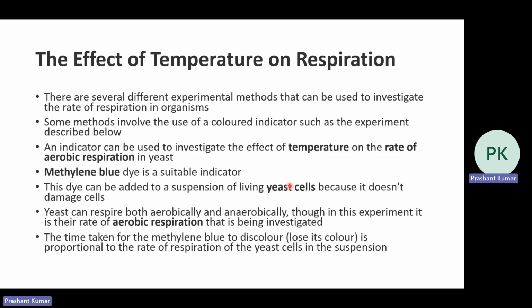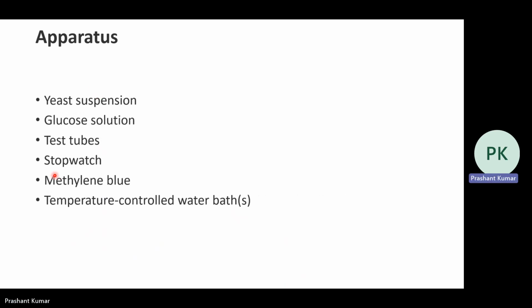If yeast cells are respiring in the test tube or the suspension which we have taken, the rate of respiration is shown by the decoloration of the methylene blue. More decolor, more respiration. What all do we need in the experiment? We need yeast suspension, glucose solution, test tube, stopwatch, and temperature controlled water baths. These are the raw materials we need.